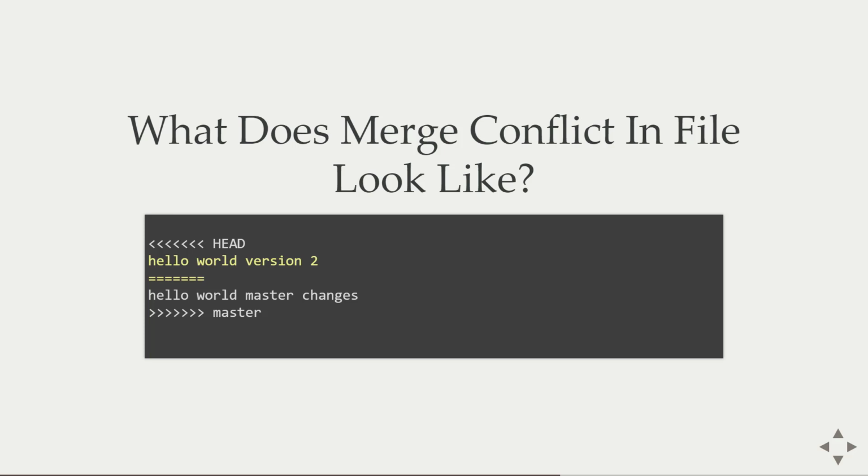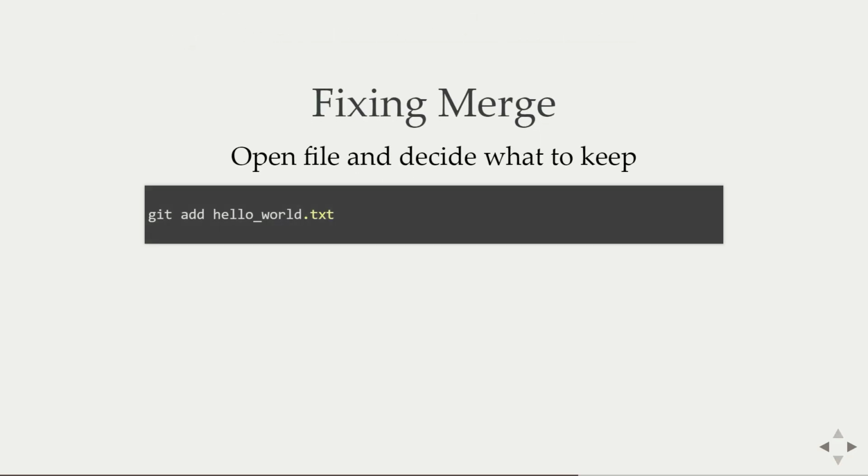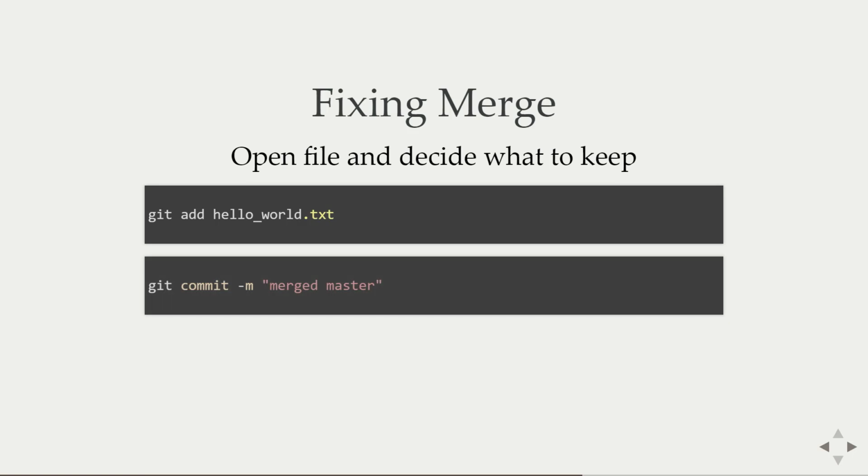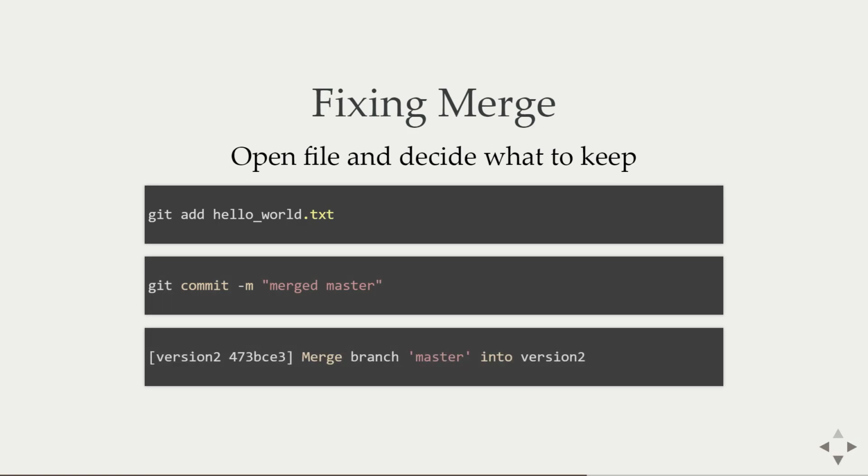Once I get that done, and we do our git add, we do our commit. It'll say, hey, we merged our master branch, or merged branch master into version 2 in this case. And now we're back to where we needed to be.